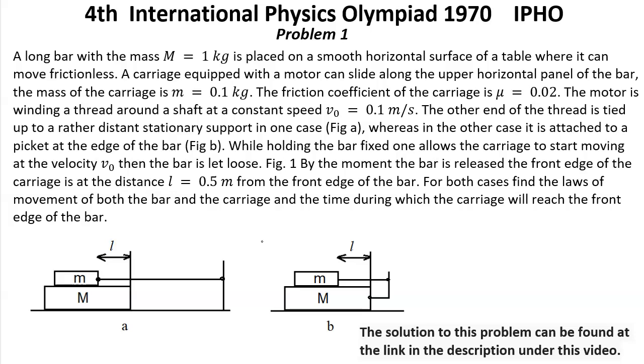For both cases, find the loss of movement of both the bar and the carriage, and the time during which the carriage will reach the front edge of the bar.